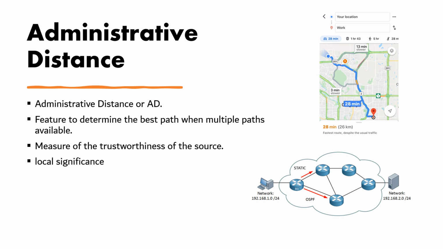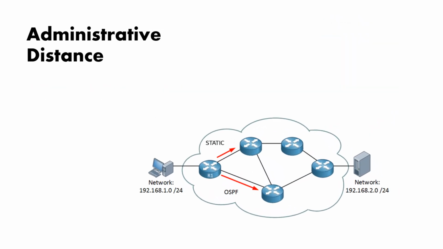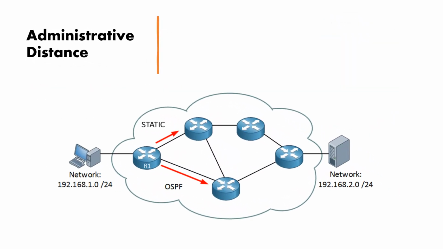Let's take a scenario where I have a source, for example, a PC with a network 192.168.1.0/24 on the left side, residing in a branch office, and then I have a server on the right side residing in a HQ with a network 192.168.2.0. As I said, suppose my destination network, that is 192.168.2.0, can be reached both using a static route and a dynamic routing protocol like OSPF.